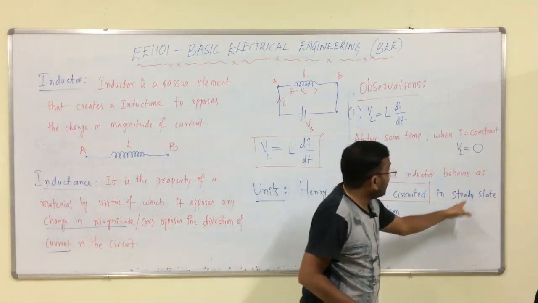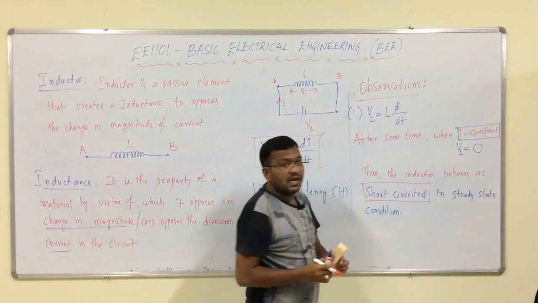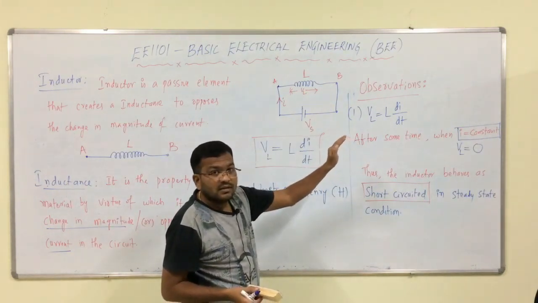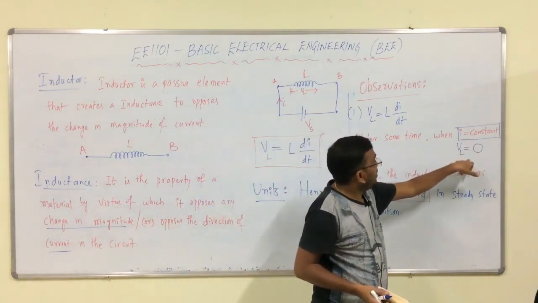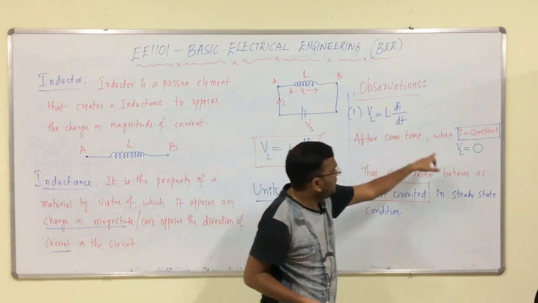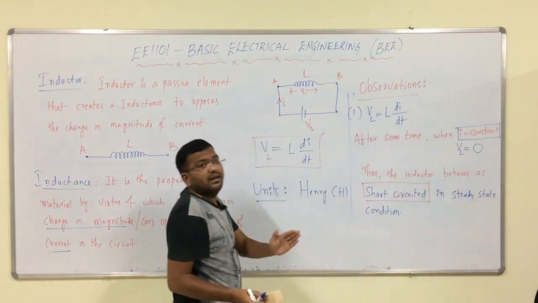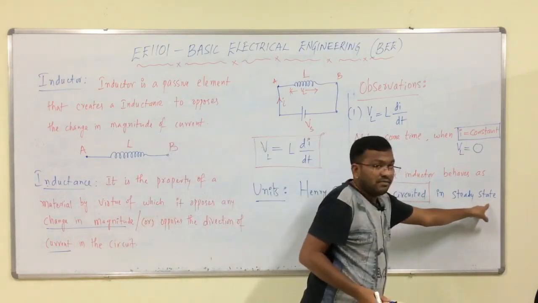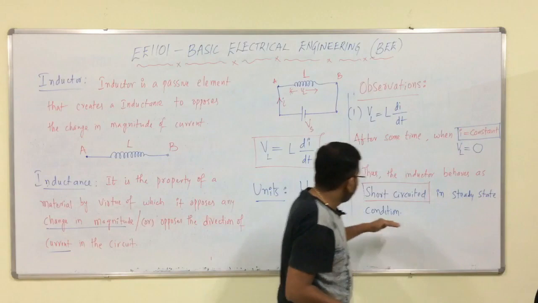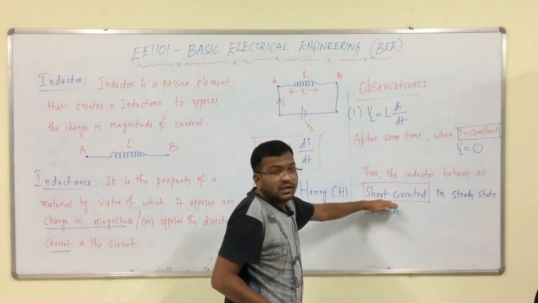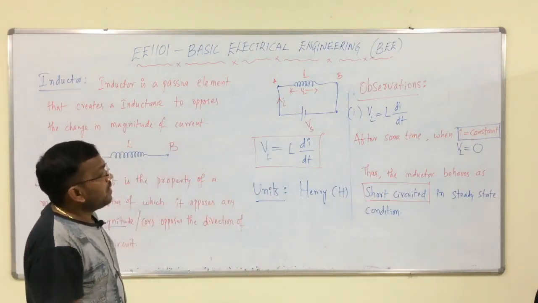Why steady state? What does it mean? The current is constant, no? This current is constant after some time. The rate of change of current is there till some time, but after some time the current is constant, then VL equals 0. When the voltage across is 0, the inductor is short circuited in steady state. Why is it steady state? The current is constant, no? That is why in steady state the inductor behaves as short circuited. This is the first observation. Okay?